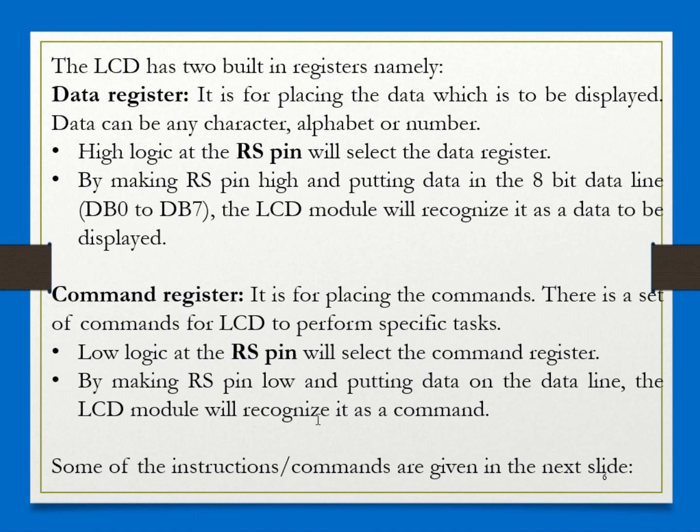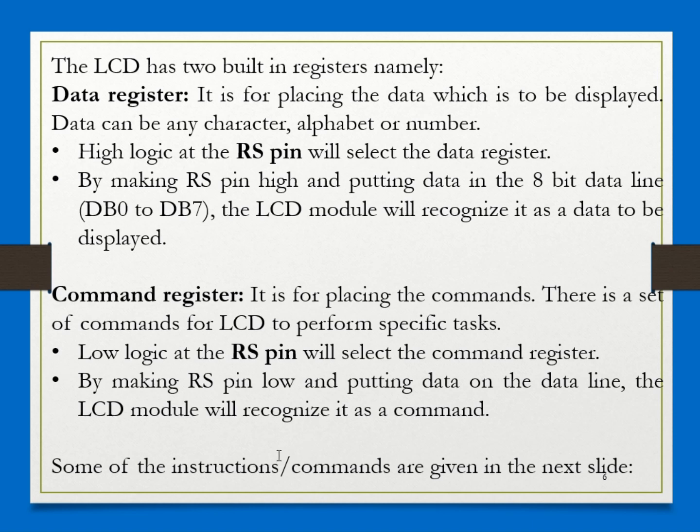So the same data lines you are using to send information that you want to display, and commands that you want the LCD to understand. But it depends on the RS pin. If RS is equal to 1, the information will go to the data register. If RS is equal to 0, that means you're sending information to the command register.